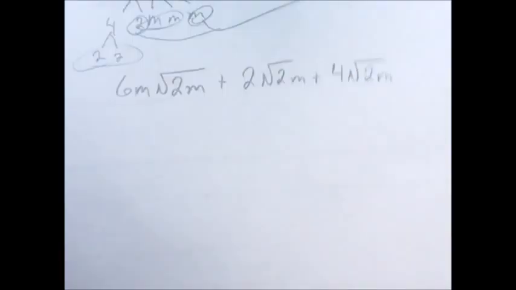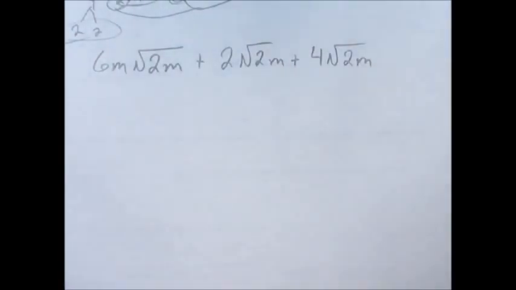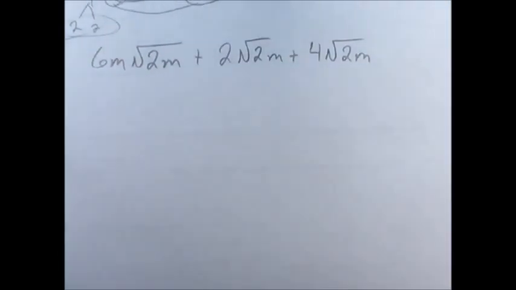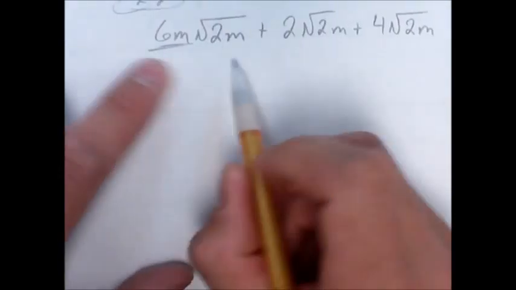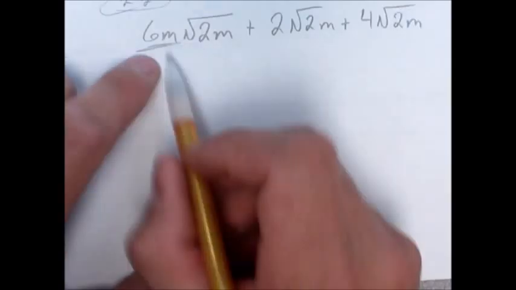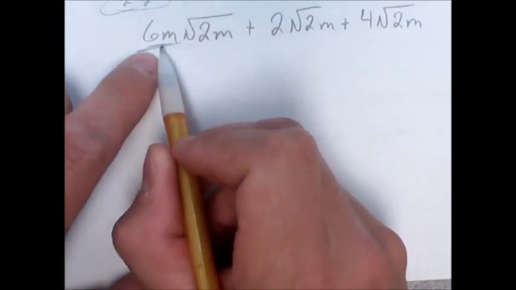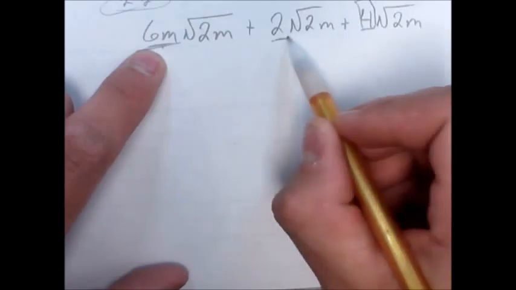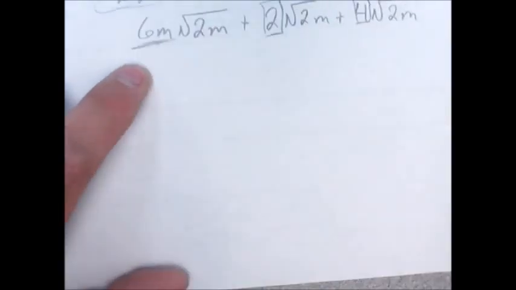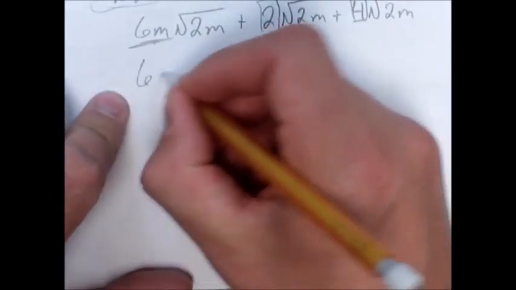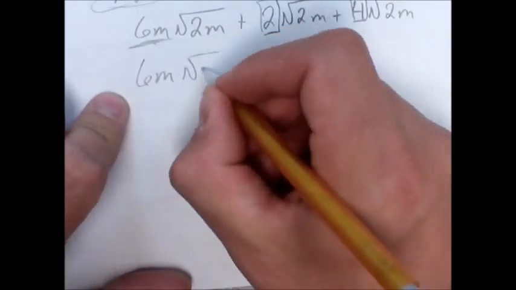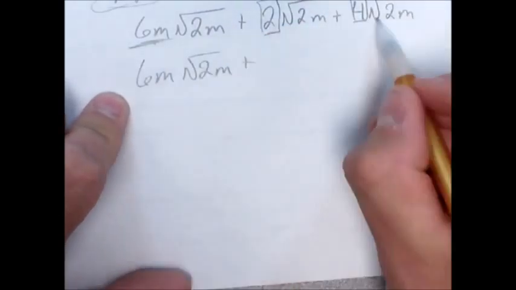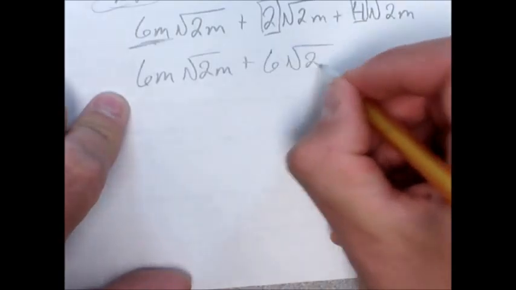Now this one gets a little bit tricky because I don't want you to be confused by this. They all have the same last name of radical, but they do not have the same last name here. This 6m cannot be combined with the 2, and it cannot be combined with this 4. But the 4 and the 2 can definitely be combined. So if I was rewriting this, I'd write it like this: 6m square root 2m plus 2 and 4 makes 6 square root 2m.